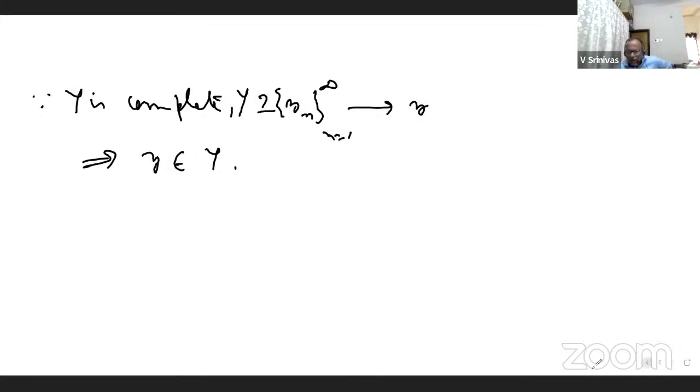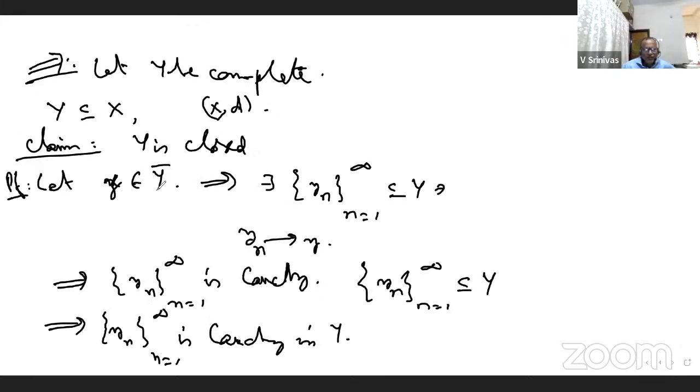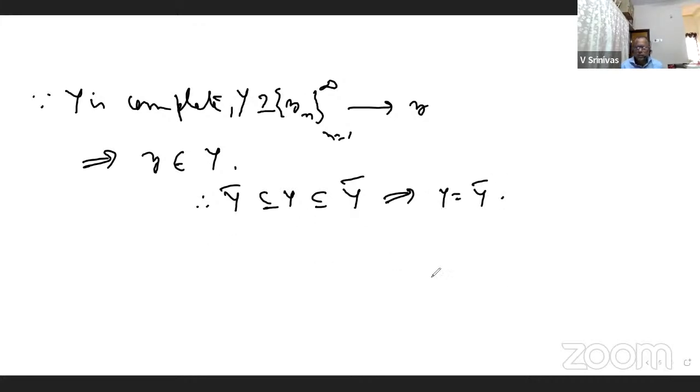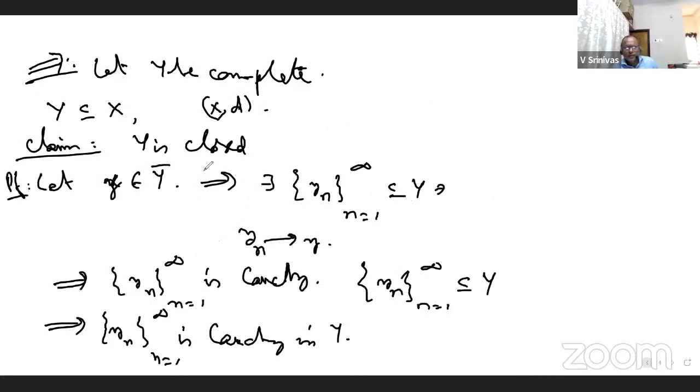Okay. So what did we obtain? We started with a y in Y closure, and we can obtain that it is in capital Y. Therefore, Y closure is contained in Y. Y is always contained in Y closure. So you have Y equal to Y closure. Therefore, for any subset A, if you have A equal to A closure, A becomes closed. Therefore, Y is closed. So that's how we obtain the closedness.